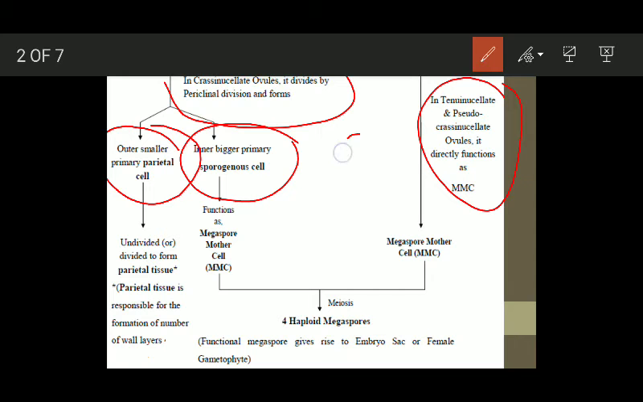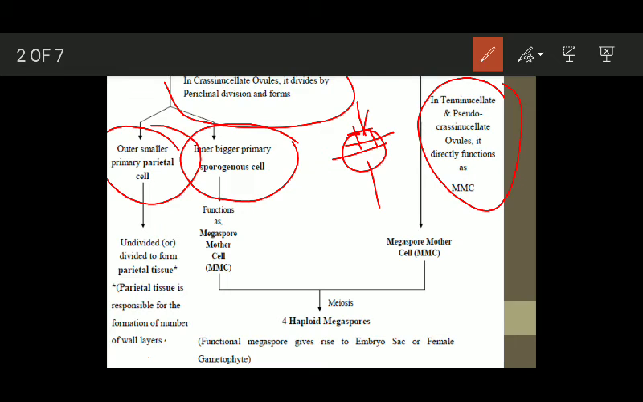Say this is the archesporium. It divides and results in the formation of outer primary parietal cell and inner primary sporogenous cell. The outer primary parietal cell either remains undivided or divides to form the parietal tissue. Parietal tissue is responsible for the formation of wall layers. Either it will remain undivided or it will divide and result in the formation of parietal tissue, and this parietal tissue results in the formation of wall layers.